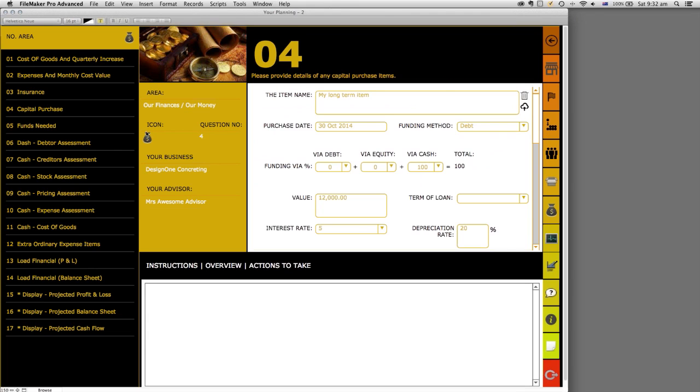Good. Here we've got capital purchase. So this is where, if she's going to make a capital purchase, I'd probably put in here rather than plant and equipment with regards to shop fit out. I'd probably put shop fit out here. But it's the same construct as what we talked about before.